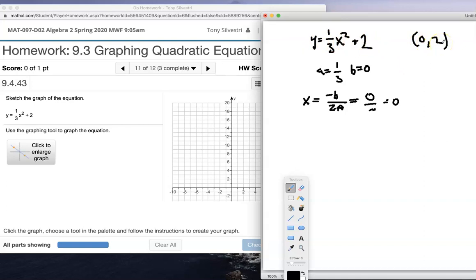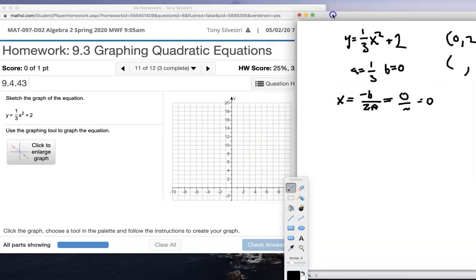Now, I need to come up with another point. The problem with fractions is not so much that you can't use the number 1. You can, but if I plugged in 1, I get 1 squared is 1, times 1/3 is 1/3, plus 2. You get 2 1/3.